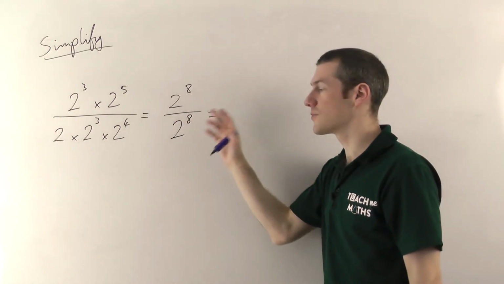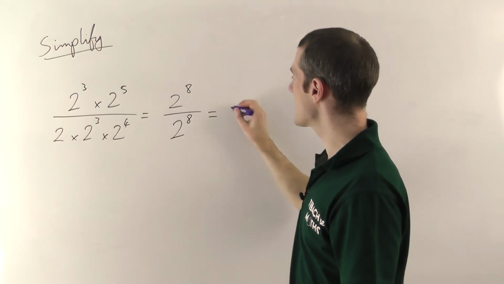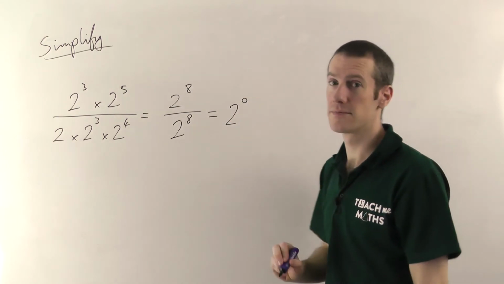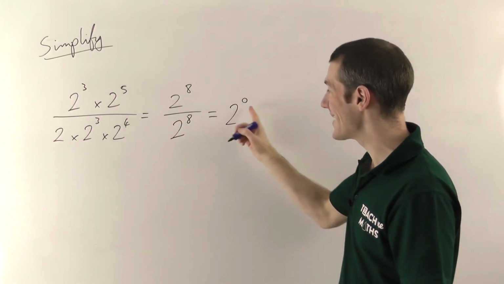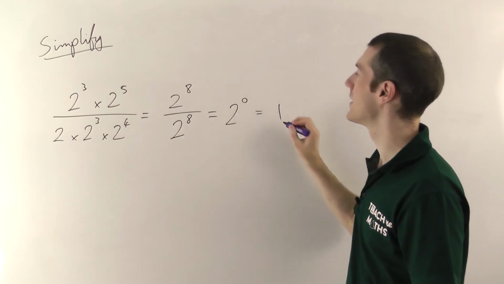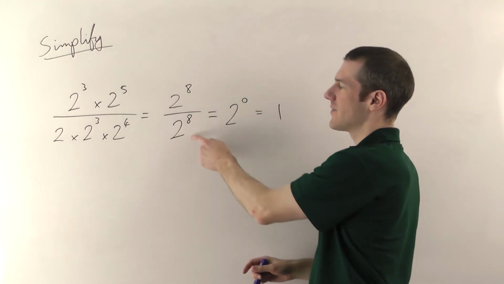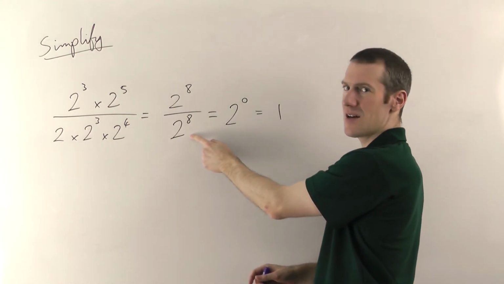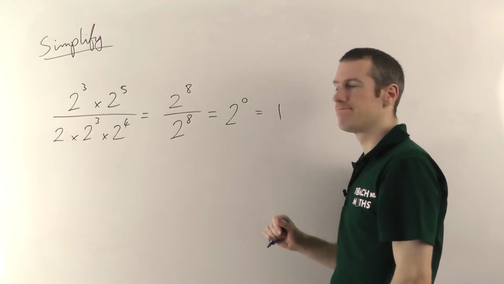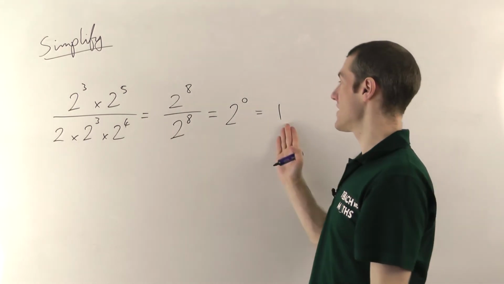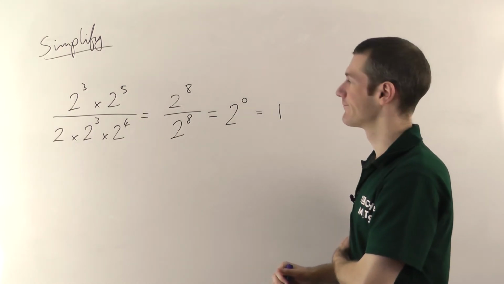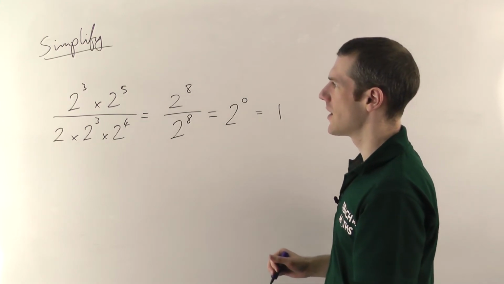Now we're dividing, so you subtract the powers. 8 minus 8 gives you nothing. But remember, anything to the power 0 is 1. Which makes sense if you think about it, because 2 to the power 8 divided by 2 to the power 8, if you're dividing anything by itself, you're going to get 1. So the simplified version of this would just be 1. Okay, let's try one more.